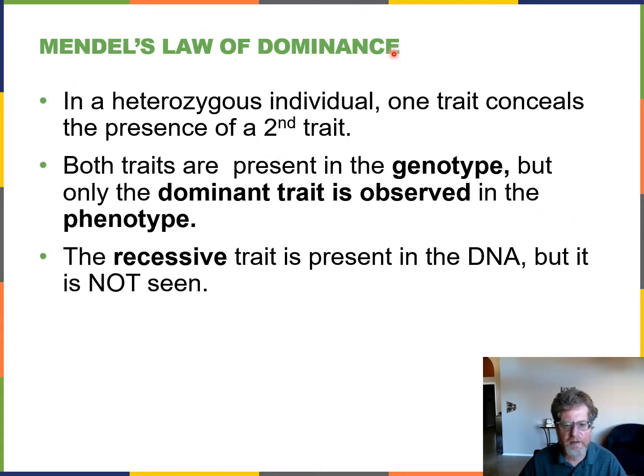Okay, Mendel's law of dominance. So this is what we saw just stated more formally. In a heterozygous individual, 1 trait conceals the presence of the second trait. Okay, so both traits are really there in the genotype. So the organism is big P, little p, but only the dominant trait is observed in the phenotype. So with big P, little p, the flower is purple. You don't really know if you just find it in the field, whether it's big P, little p, or big P, big P. The recessive trait will be present in the DNA in a heterozygous individual, but it's not seen phenotypically. That's his law of dominance.